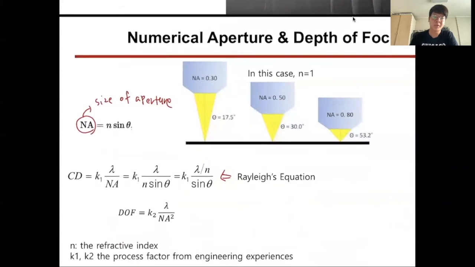So there is another concept, the critical distance. The critical distance is inversely proportional to the numerical aperture and proportional to the light's wavelength. We call this relationship Rayleigh's equation. The meaning of critical distance is how finely we can make the patterns.